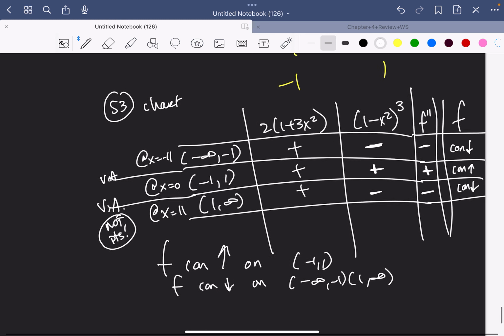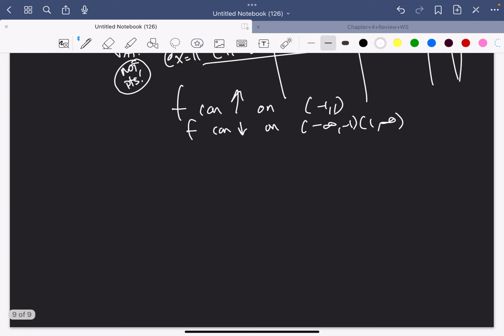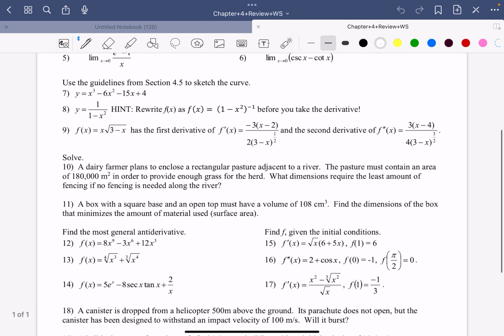Okay. And then when you put that all together, you get the graph that you see in the key. So I'll let you look at that graph that's in the key. That's great. Okay. First and second derivative of this.